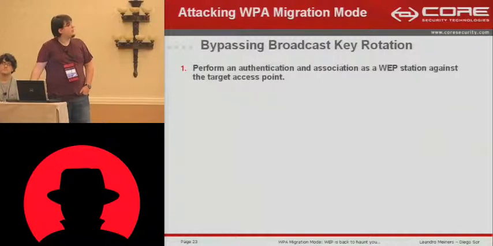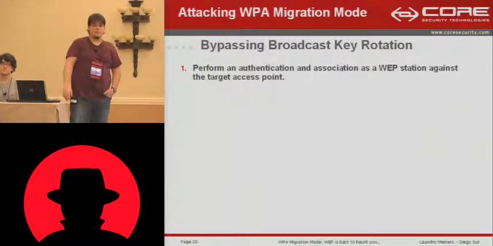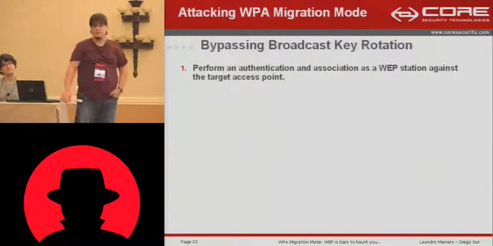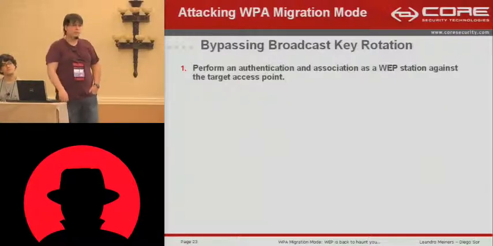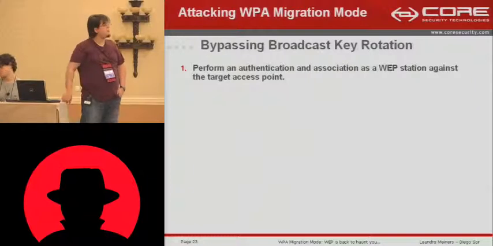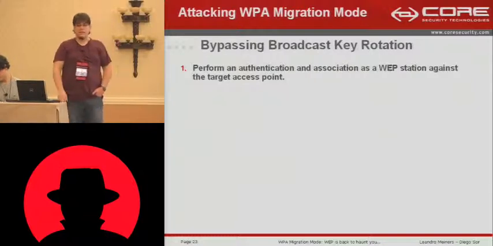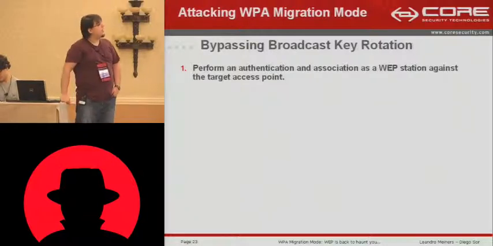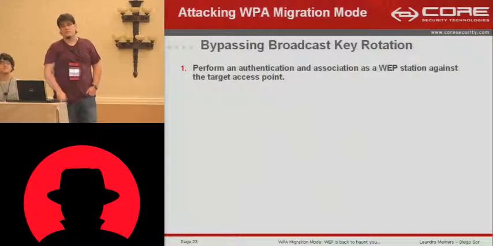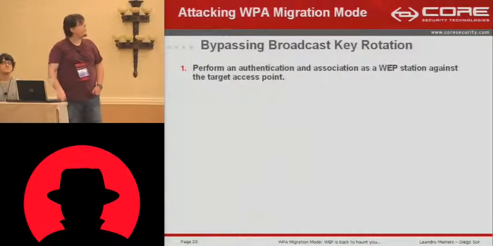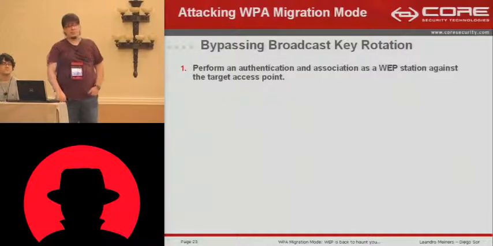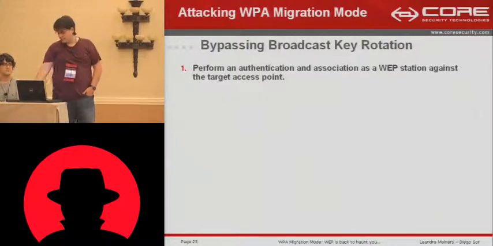So in order to bypass broadcast key rotation, all we have to do is tell the AP that we have joined the network as a WEP station and that we can't do dynamic rotation. The AP falls back to the statically configured key, and we have exactly the same scenario as before. If we look at what we were doing, this is the first step of our attack scenario. So this feature does not enhance the security at all. It doesn't change any of these facts.